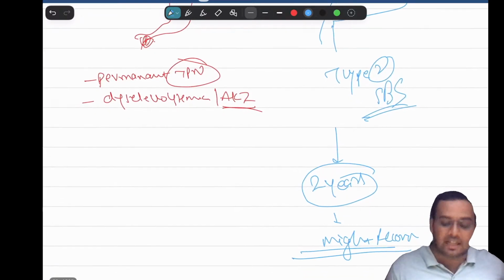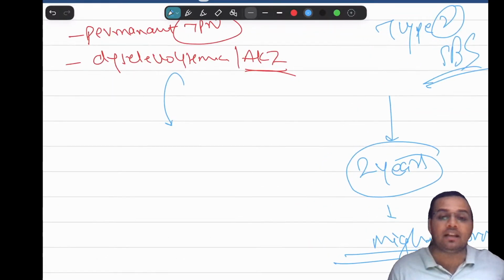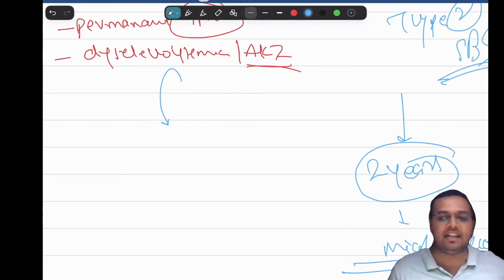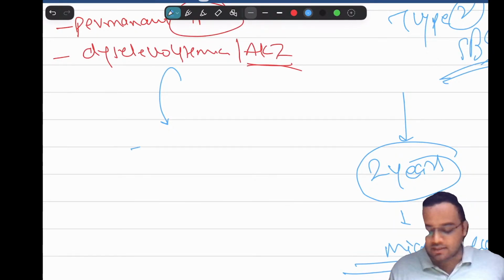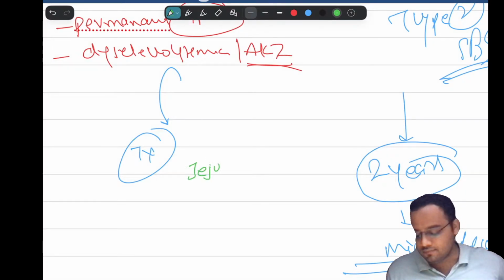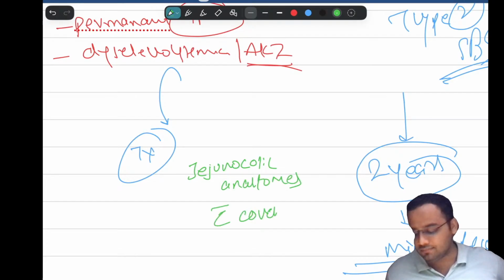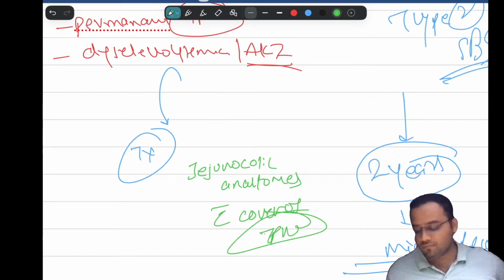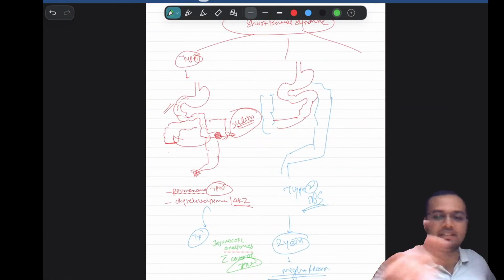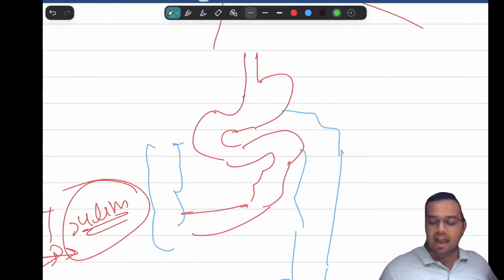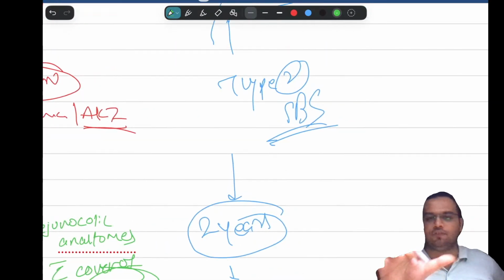So if you know that type 1 short bowel syndrome is not getting treated with TPN, or the patient is landing into frequent AKI and dyselectrolytemia, the treatment of choice here can be going for jejunocolic anastomosis with cover of TPN. So you should know that when the patient's type 1 is done with anastomosis, it is going to convert into type 2 fistula.